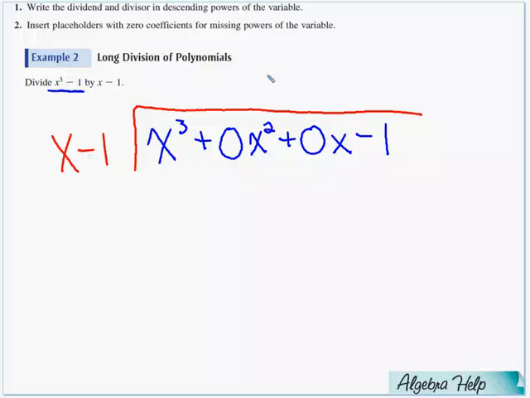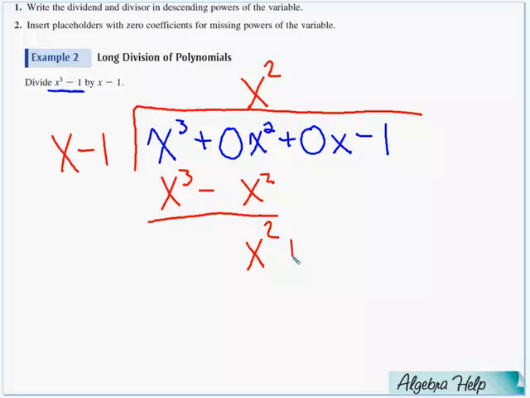Something times x is x cubed. Well, that's got to be x squared. And then we distribute x squared, and x is x cubed. And then x squared times minus 1 is minus x squared. This is where most students make a mistake. Remember, you are subtracting. X cubed minus x cubed is nothing. 0 minus a negative will turn that into a plus. So we have a plus 1x squared.